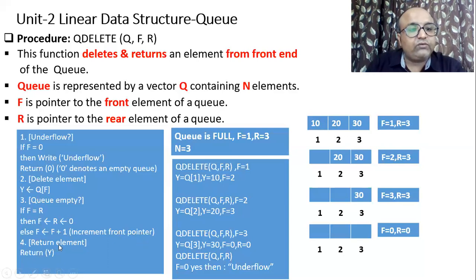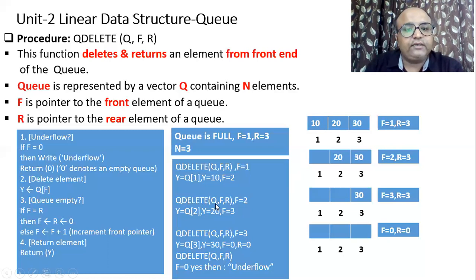And then in the last step, you will return element, return Y. So it will return 10. Okay, so the first deleted element from the Q will be 10. Now let's take one more example. Similarly, one more request is coming for the delete operation.